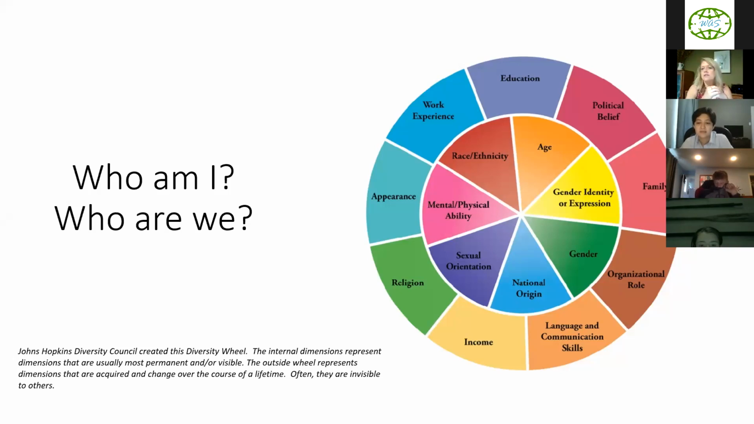The outside wheel are the things that you might not know about me, unless I tell you, unless you see it someplace. But for the most part, you don't know, except for appearance. That one's an interesting one because I get judged by the fact that I'm blonde, okay? And so people sometimes are like, yeah, those blonde jokes. So you don't know anything about me, but you have a perception because I'm blonde, okay? But the other things you might not necessarily know much about. And so what does that mean?